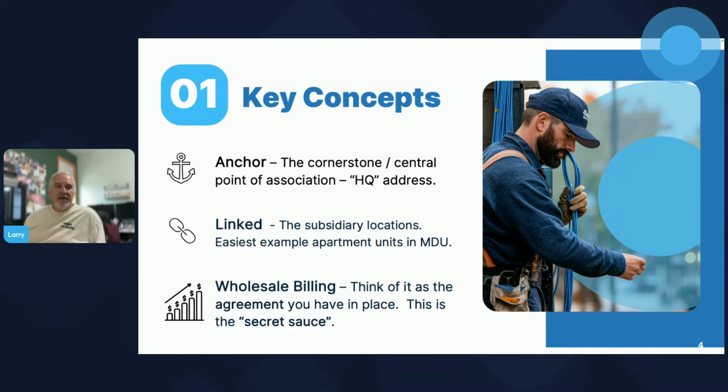Some key concepts that we're going to need to focus in on are the concept of the anchor account. You can think of that as kind of the central point. In the apartment scenario, it would be the owners of the apartments that you've negotiated with and plan to provide service for. In a corporate structure, it might be the headquarter office versus the satellite offices. And then we've got the linked accounts or linked addresses, and those are the subsidiary locations. The easiest example is individual apartments in a multi-dwelling unit.